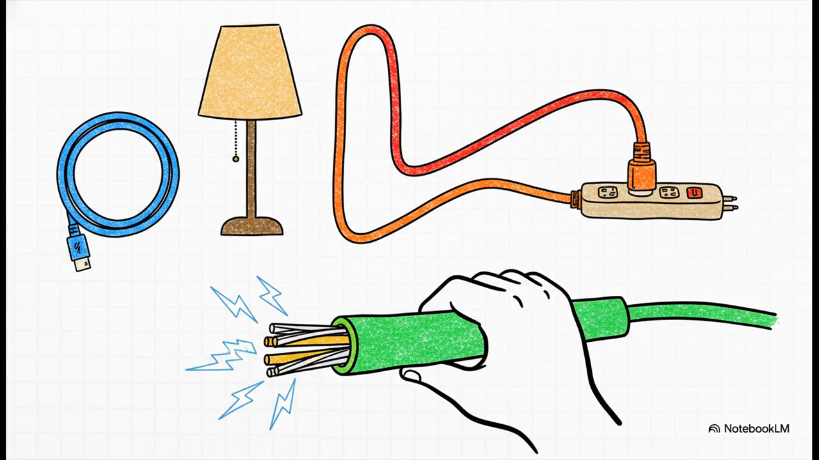All right, number 1, and this is probably the one you see the most, rubber and plastics, like PVC. Just think about any cord or cable in your house. That flexible coating, that's the insulator. Its entire job is to do one thing: keep the electricity safely inside the wire and away from you.